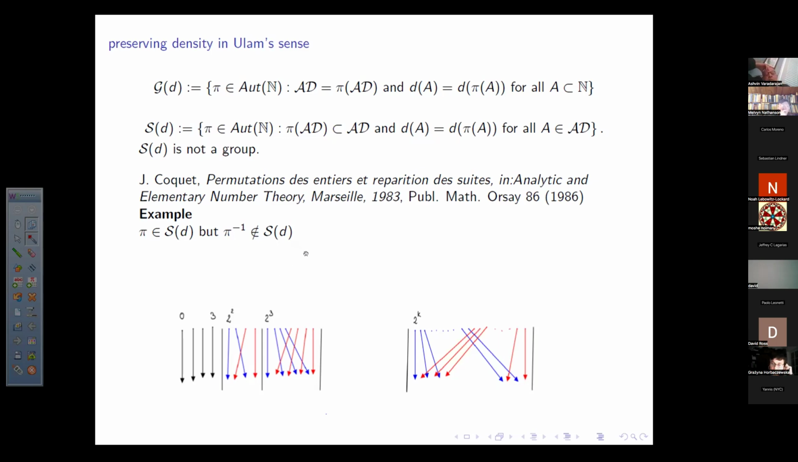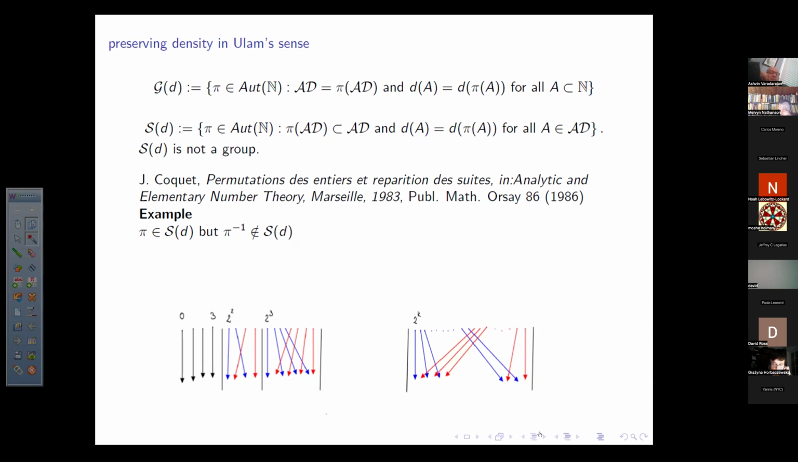Okay, so let's think for a while about just this. What this actually means is that this permutation takes any set with a density and produces a set with a density, but the inverse takes some sets that don't have a density and gives them a density, yes? Yes, it's possible.